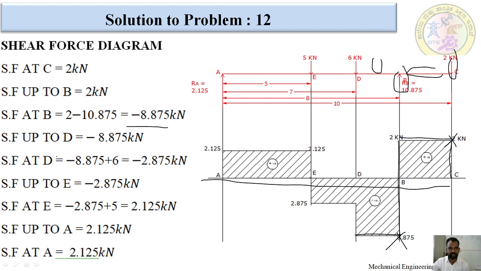At D point how much did we get? At D point we got negative 2 point. It is less than this one. I am going to draw here 2.875. I am going to join with a vertical line. There is no load between these 2 points, so we will draw the horizontal line.